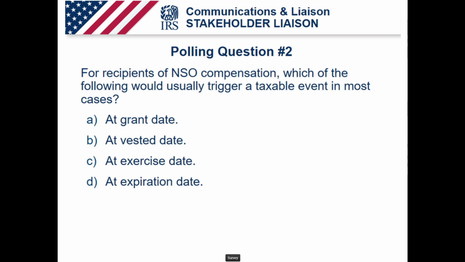Okay, audience, here we go with our second polling question. For recipients of NSO compensation, which of the following would usually trigger a taxable event in most cases? A, at grant date, B, at vested date, C, at exercise date, or D, at expiration date.